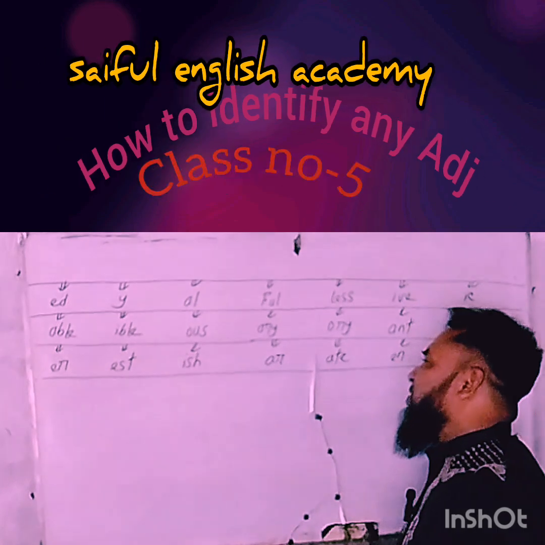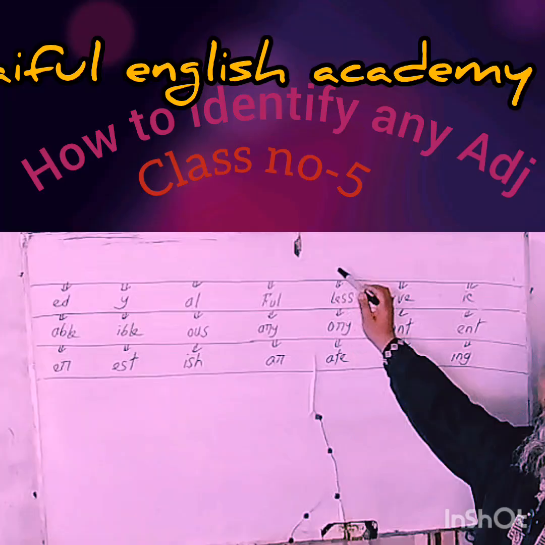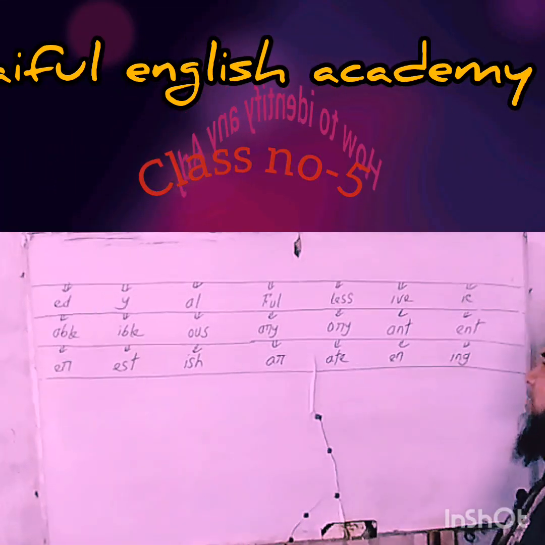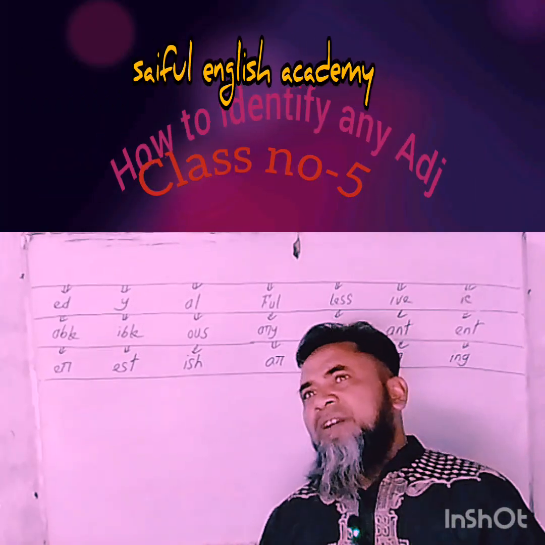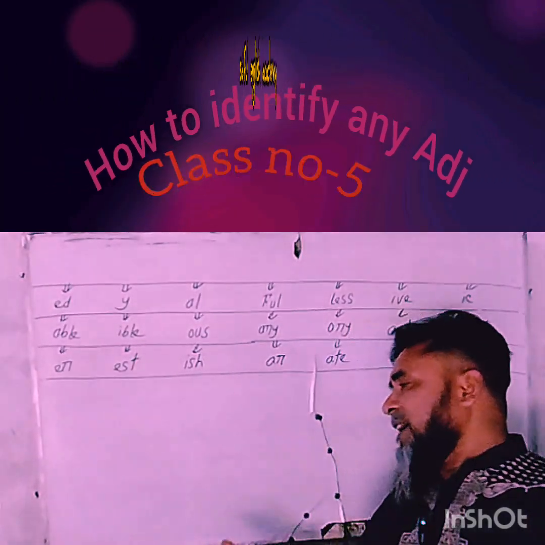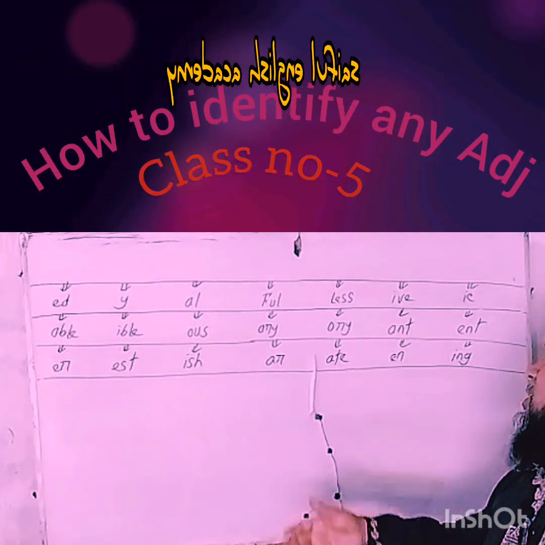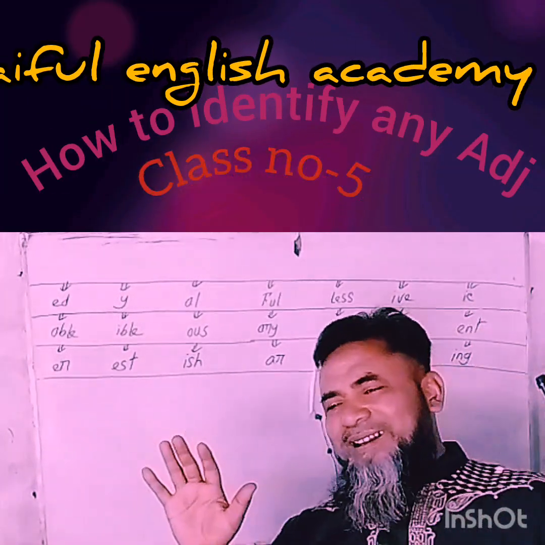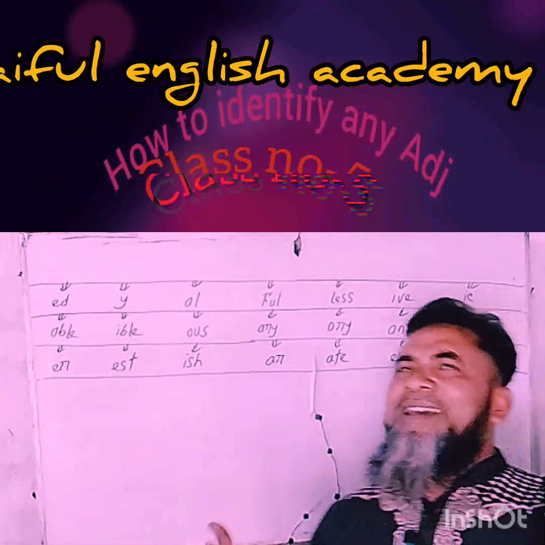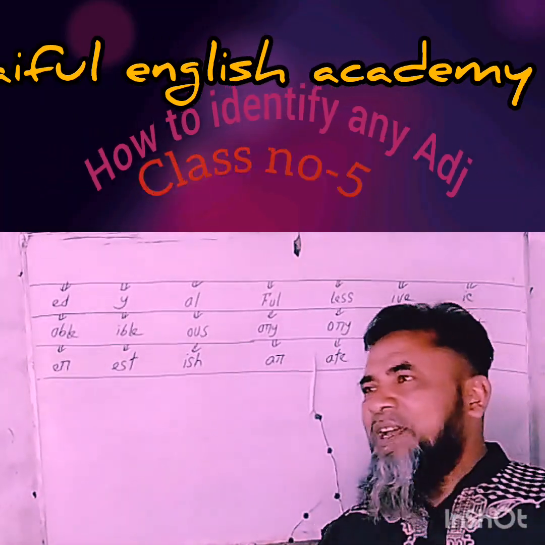Today I have come before you with a new class on how to identify an adjective from a sentence. My dear learners, we know that we can identify an adjective in various ways by looking at the suffix. From the various categories, I have taken 21 suffixes by which we can identify an adjective from a sentence very easily. So now let's take a look at the board and try to understand.